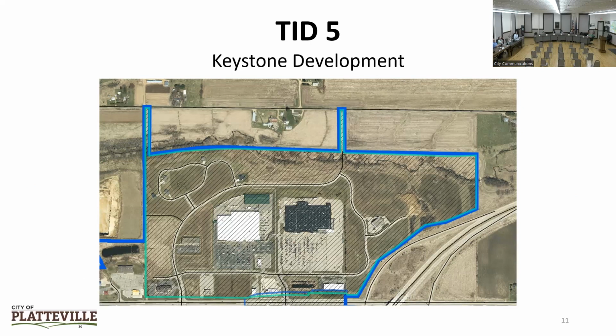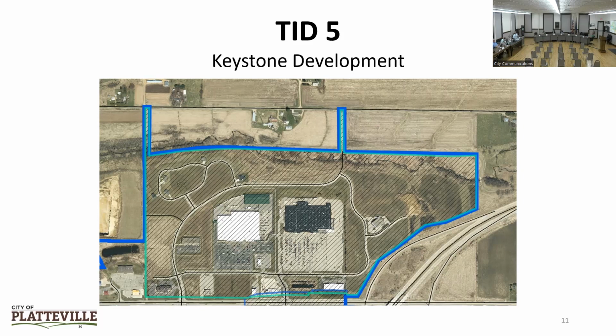So looking at TIF 5, TIF 5 was created in 2005. The last date to incur project charges in TIF 5 was June 28th of 2020. And the dissolution date, according to the original plans, was June 28th of 2025. And we are on track to close the TIF in 2025.